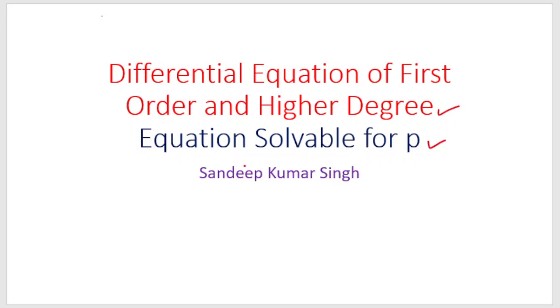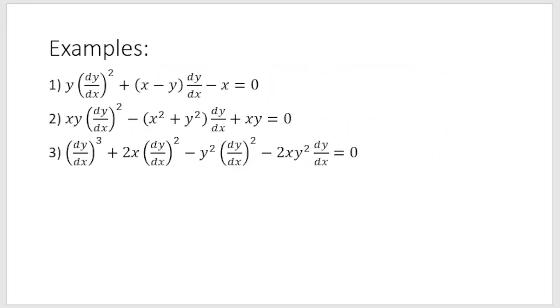So in this video I will talk about those equations which are solvable for p. But before I talk about the solution of it, let us first look at some of the examples. So here we have three examples, and all these examples are examples of differential equations of order 1 and higher degree. So this is a differential equation of order 1 degree 2. This is a differential equation of order 1 degree 2, and this is a differential equation of order 1 and degree 3. Now the question is how to solve it.